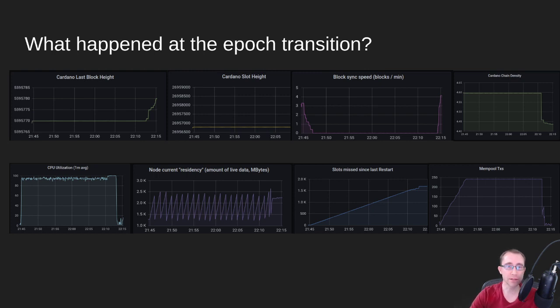On the core nodes, the CPU just went through the roof. We had memory thrashing, and then the blocks missed a whole lot of slots. Slots missed since last restart just kept ticking up. So the node is not checking for leadership during that whole time. We also had the mempool build up all the transactions. So we had transactions building up and not getting processed.